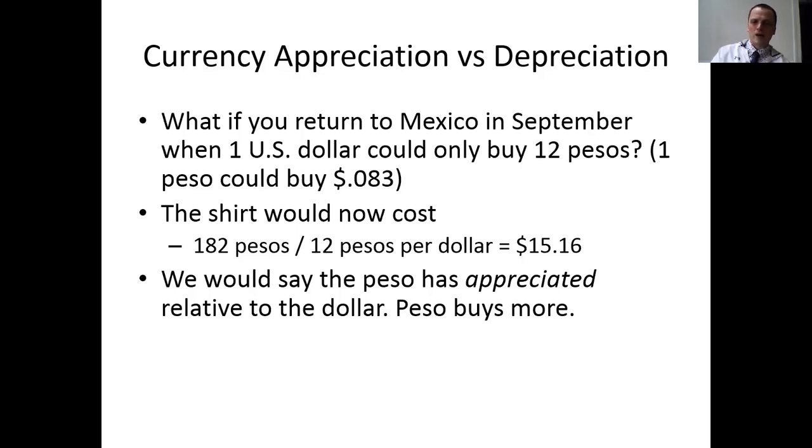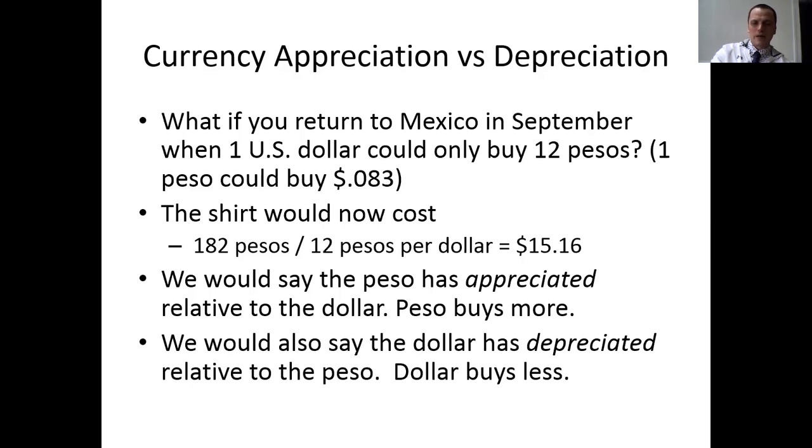We would say then that the peso has appreciated relative to the dollar, and that the peso ends up buying more. Okay, the peso buys more. And we would say that the dollar has depreciated relative to the peso. The dollar buys less. And I realize that it can be confusing, okay? Because you see $1 equal to 12 pesos, and you think, oh, that's less pesos, so that must mean the dollar has appreciated. But we can't think about it in those terms. We've got to think about it like $1 does not get you as many pesos as you got before.